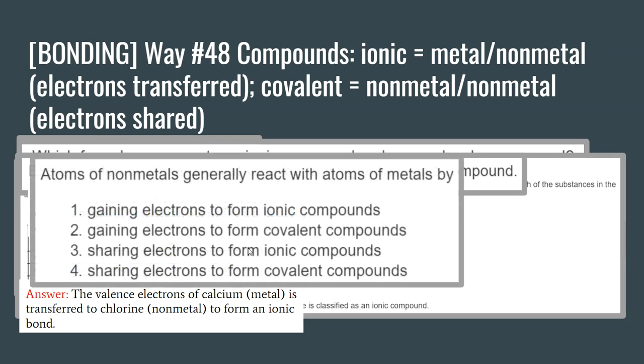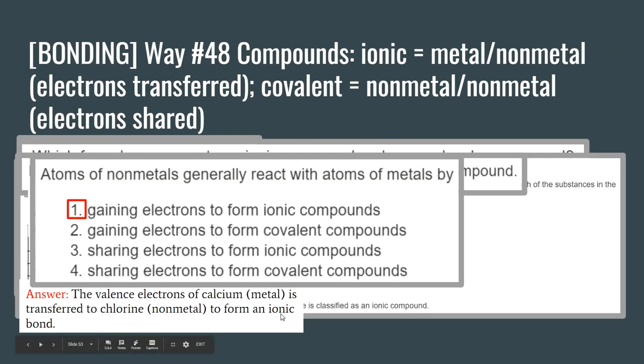Next question. Atoms of nonmetals generally react with atoms of metals by... If you said gaining electrons to form ionic compounds, you would have gotten full credit. Please note that nonmetals will generally gain electrons from the metal, which loses electrons, in order to form ionic compounds. You should have been able to eliminate 2 and 4 because metals and nonmetals only form ionic compounds, and in ionic compounds, electrons are gained or transferred as opposed to being shared, which occurs in covalent compounds.